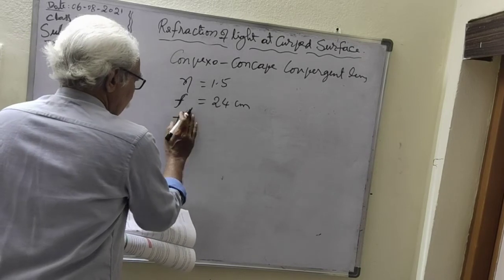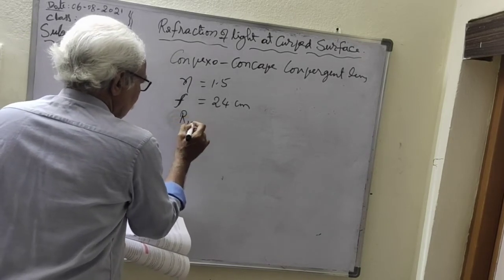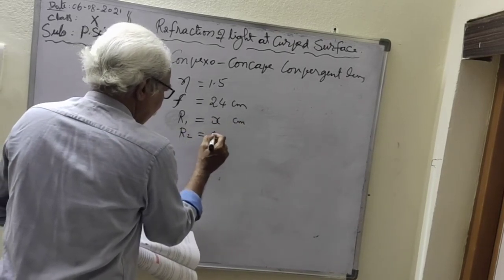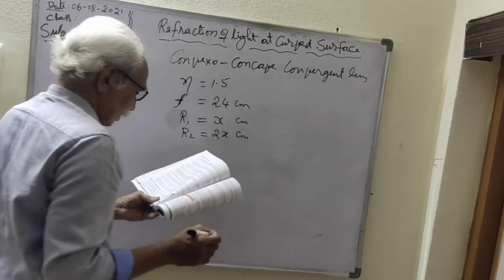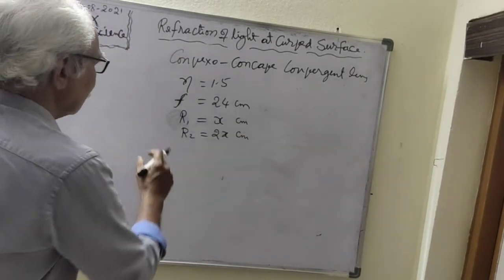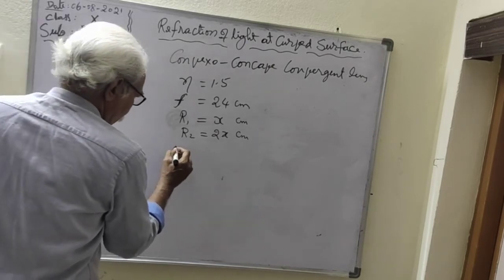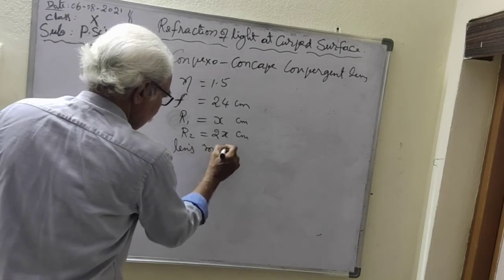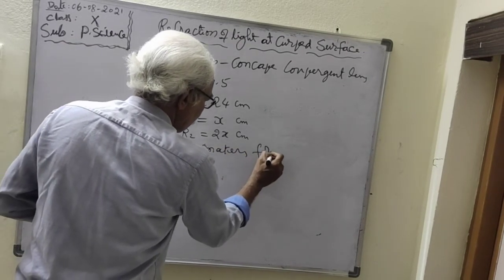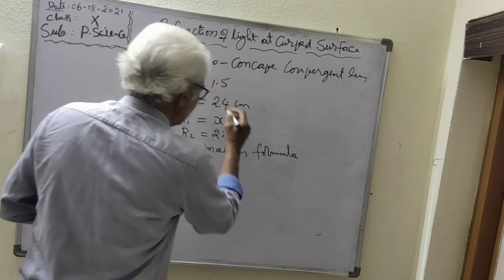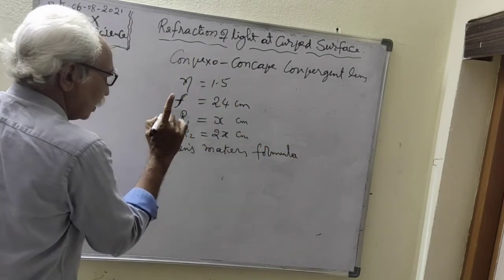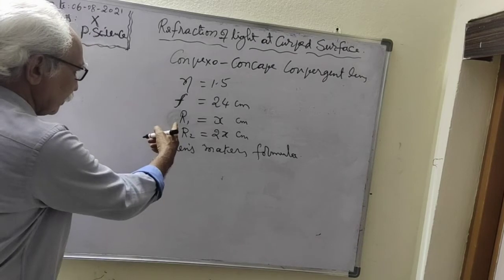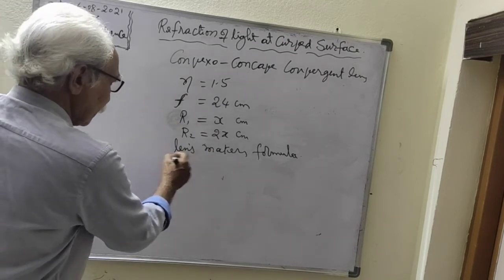R1 is taken as x centimeters, then R2 is taken as 2x centimeters. This is double the other. According to the lens maker's formula. How do you say that the lens maker's formula should be applied? Because R1 and R2 both are given. If only R is given, take the curved surface formula. But here there are two curved surfaces, so you can take the lens maker's formula.